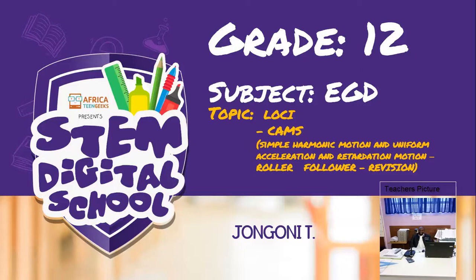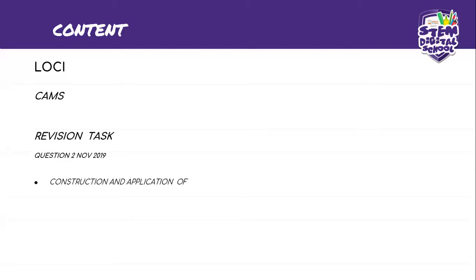So I'm not going to talk much with regards to this. I just want us to go straight to what we are supposed to be doing in terms of recapping and panel beating each and every aspect that we touched during the course of this week and last week. Right, so it's a revision task. We are going to look at question 2 of November 2019. So we are going to look at the construction and application of the whole concept of loci and in particular cams. I want you to enjoy the lesson and all the best.